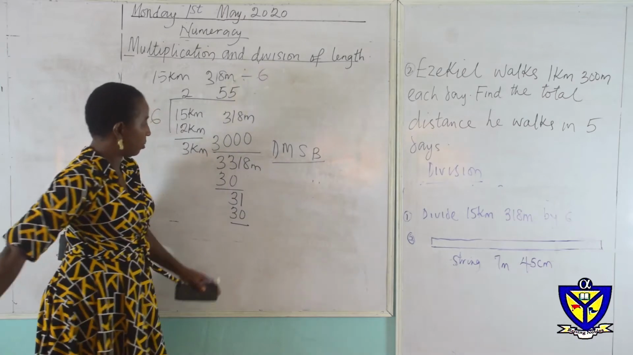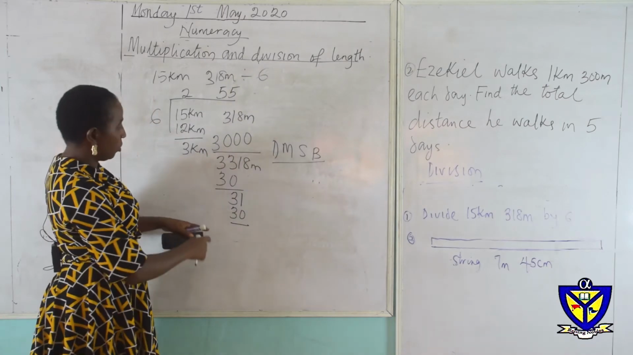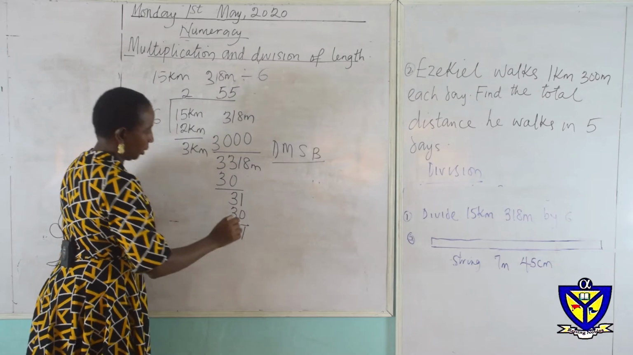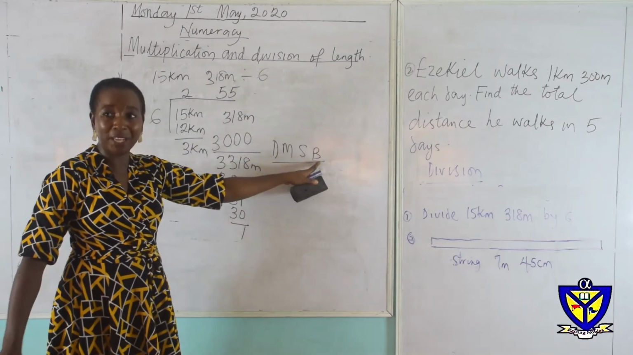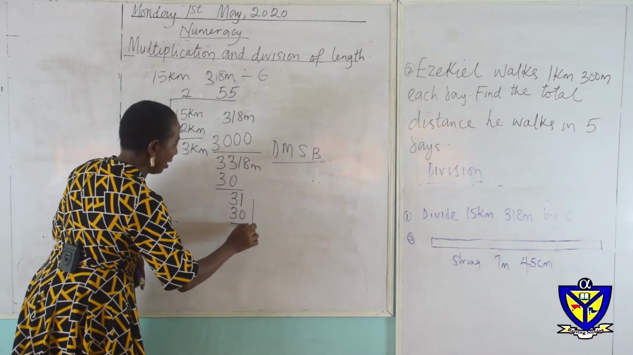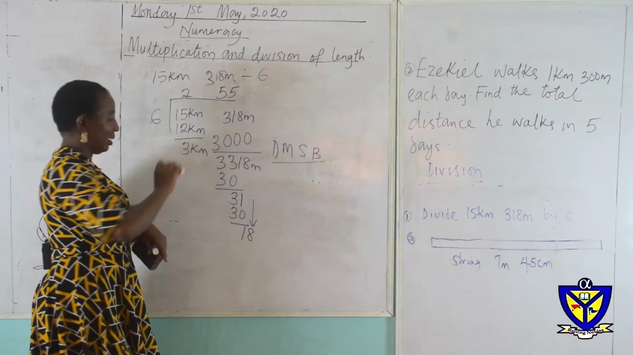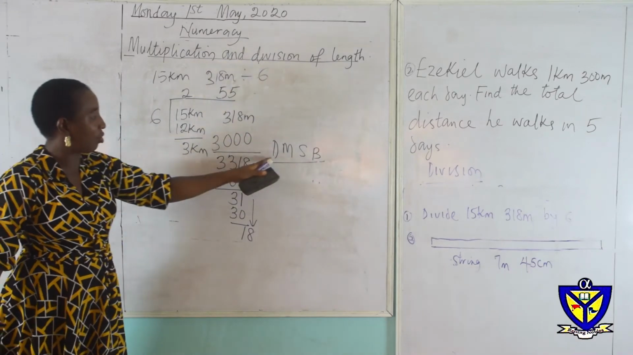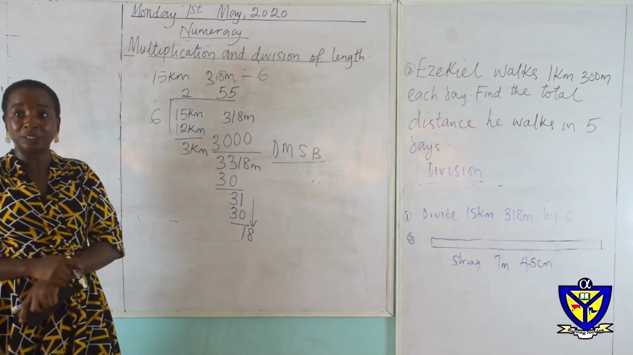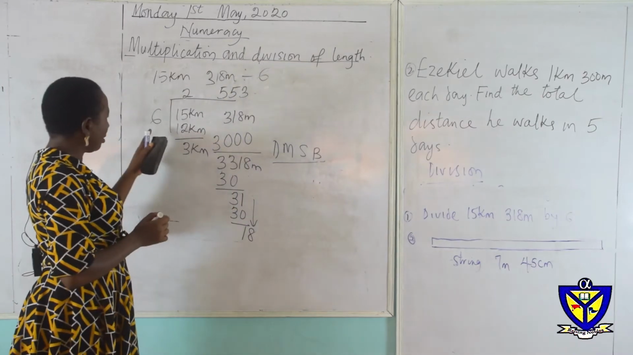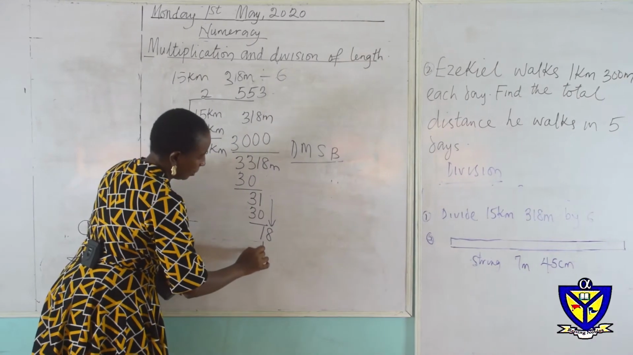And the next says you subtract. Take 0 from 1, you have 1. And the next is bring down. What do we have here to bring down? Of course, we're bringing down our 8. Now, let's go over it again. How many 6 can you have in 18? You're going to have 3. You write it here. Now, 3 times 6, you're going to have 18.